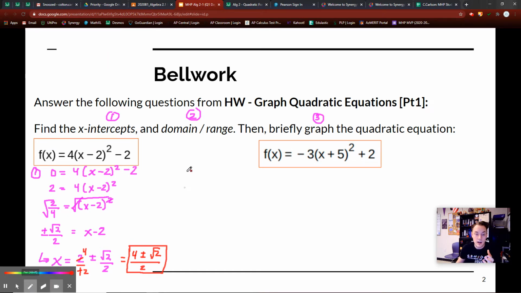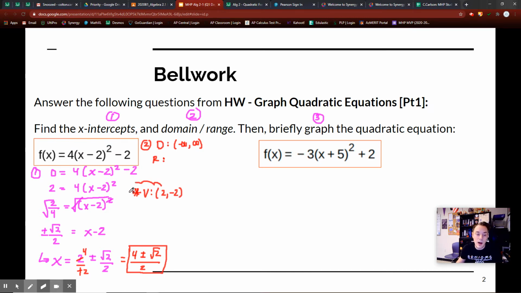So let's get to our domain and range. What's my domain here? My domain is, of course, negative infinity to positive infinity, because that's my domain for all quadratics. My range is a little bit interesting here. I need to find my vertex in order to even find my range. So what's the vertex? Let's do a side note here and just say a star. This is my vertex. So my vertex is 2, negative 2.